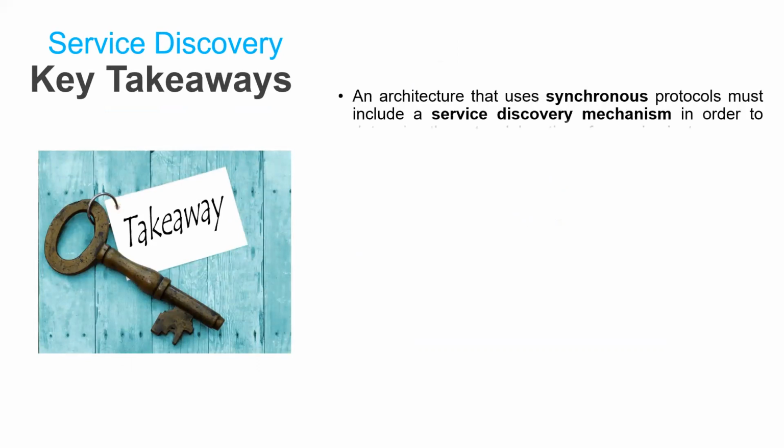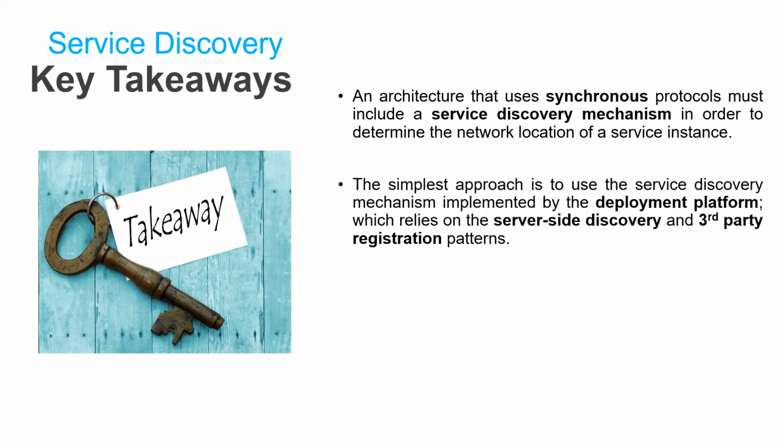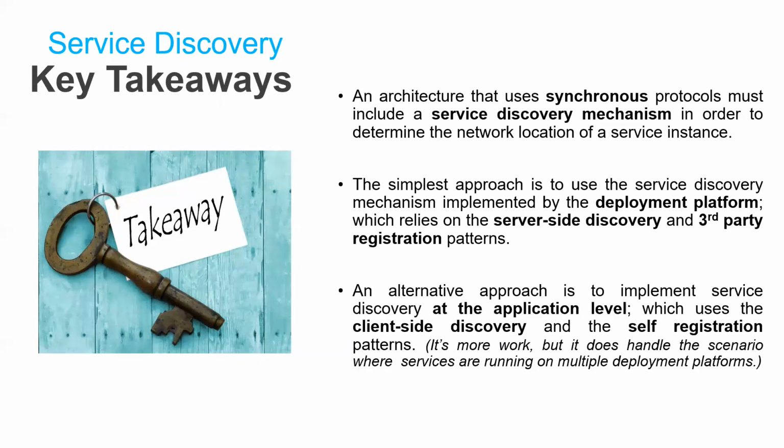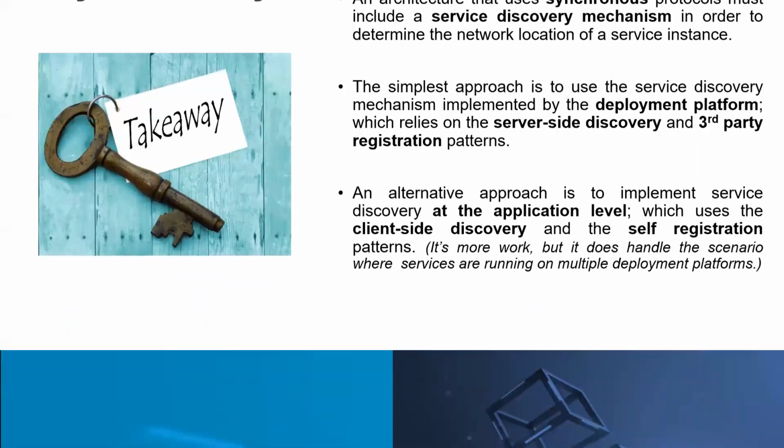To sum up, here are the main ideas you have to keep in mind. An architecture that uses synchronous protocols must include a service discovery mechanism in order for clients to determine the network location of a service instance. The simplest approach is to use the service discovery mechanism implemented by the deployment platform, the server-side discovery and third-party registration patterns. But an alternative approach is to implement service discovery at the application level, the client-side discovery and self-registration patterns. It is more work, but it does handle the scenario where services are running on multiple deployment platforms.